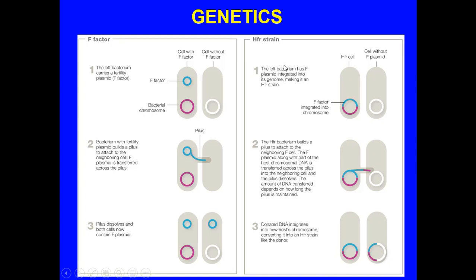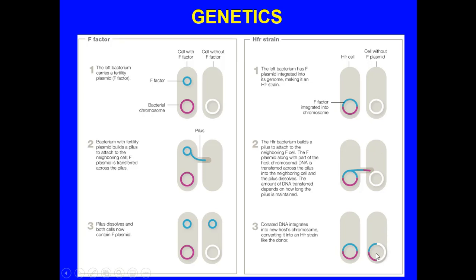Here's the HFR situation. Here is my chromosome, but the F factor integrated, merged into that bacterial chromosome. So all of this has the potential of being transferred over to a cell without the F plasmid. Here, I have a situation where I'm forming a pilus, and notice that part of the bacterial chromosome is going along in the copying, comes into this cell without the F plasmid.